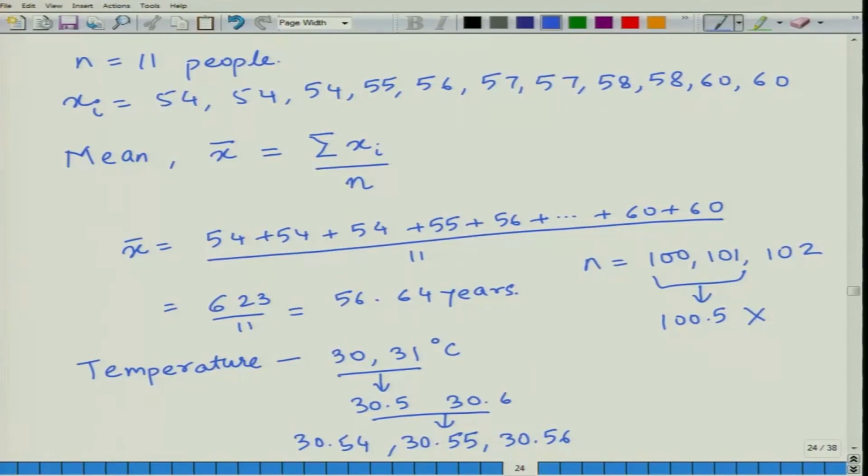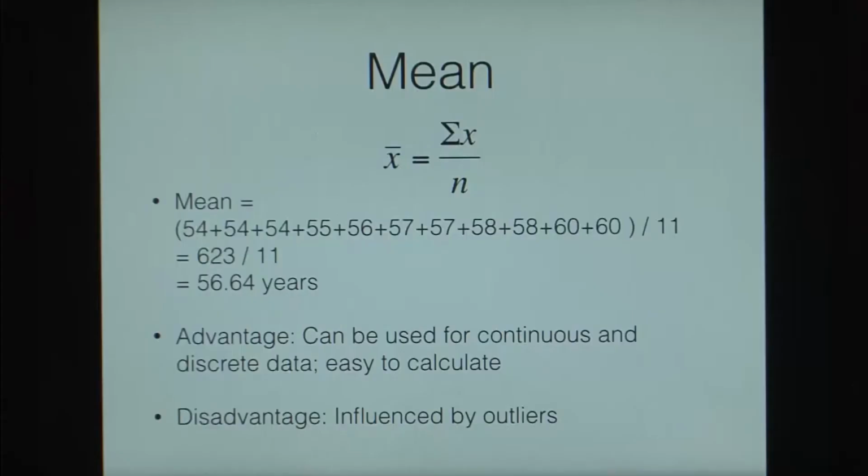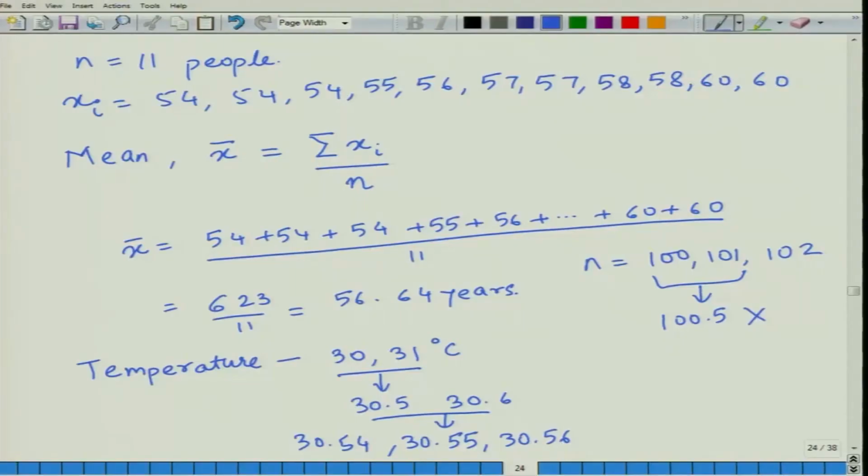Now, mean is a value that can be calculated both for continuous data and for discrete data. It is easy to calculate and interpret because we know that it is the sum of the values divided by the total number of values. So, this is the average, and average is something that we are very used to using intuitively. However, the problem with mean is that it is greatly influenced by outliers.